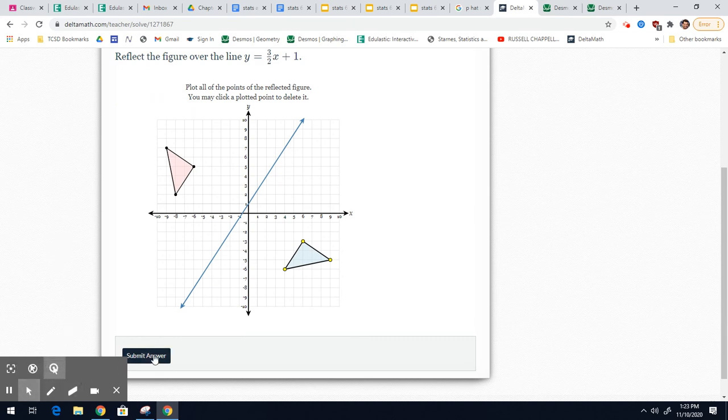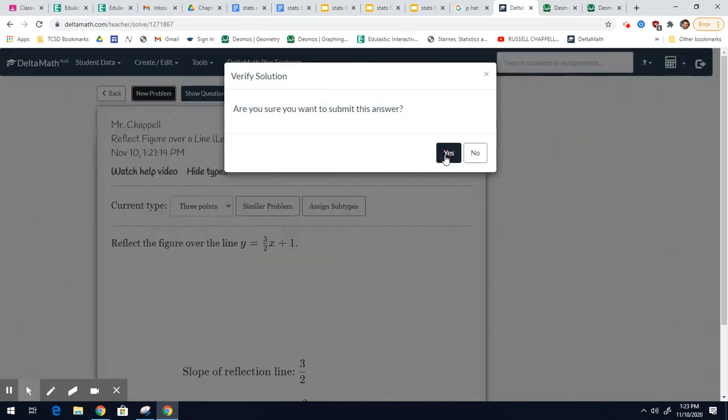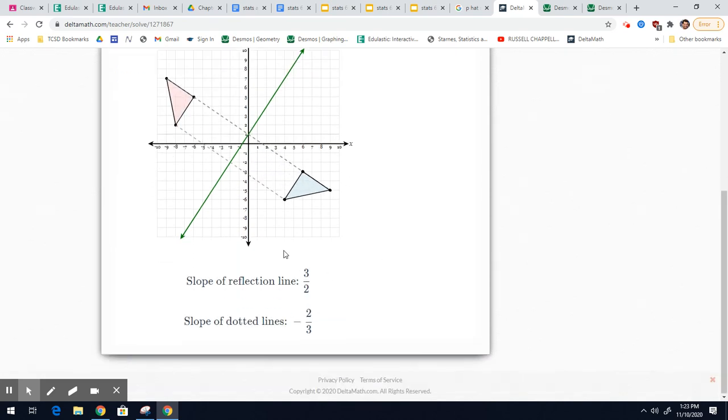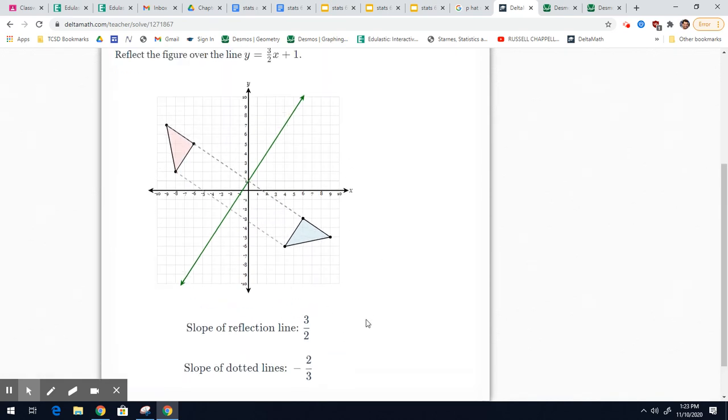And I'm hoping that that is correct. I'm going to submit my answer. It looked kind of good. Oh, yes. And there we go. So again, you see how they did? The slope of the reflection line, the slope of the dotted line, count it. How many times you have to count it? Count it the same way so you're the same distance away.